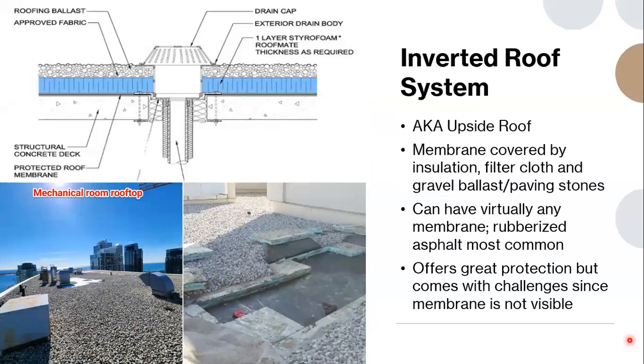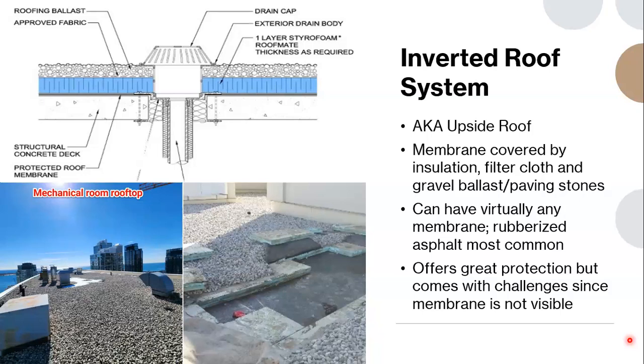So one of the options for a protected roof system, whether it's a hot rubber roof or otherwise, would be the inverted roof system, also known as the upside down roof system. So everybody out there with high-rise condos, this is likely what you have on your roof surface or something that you've seen before. It's very common here to have the inverted roof system in Southern Ontario.